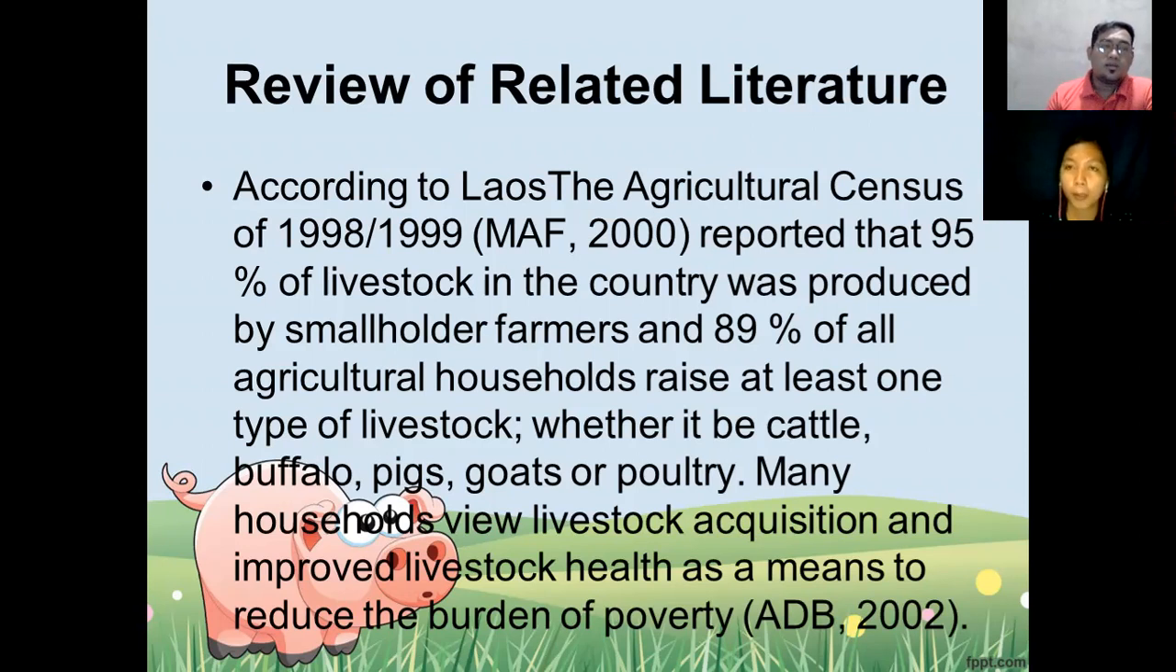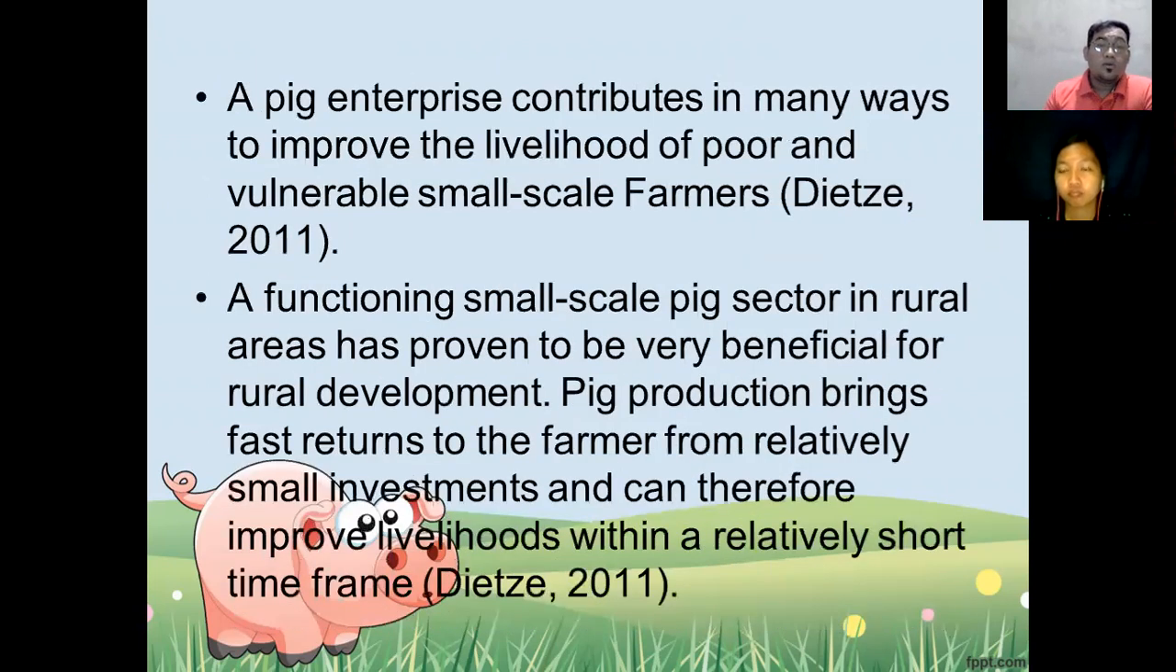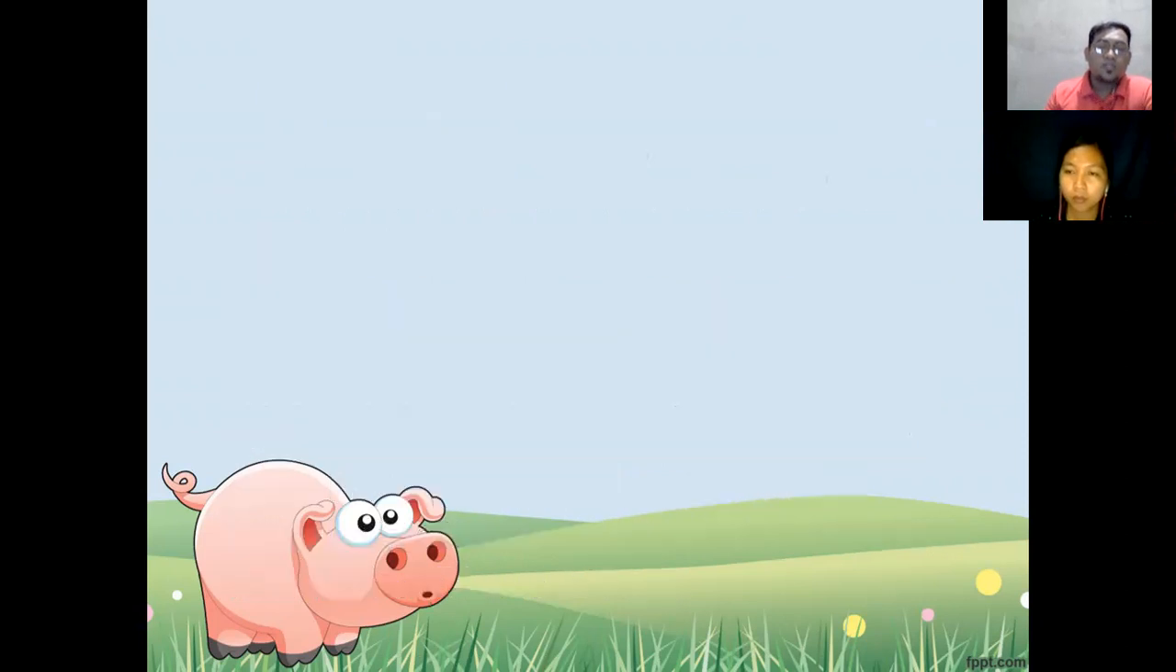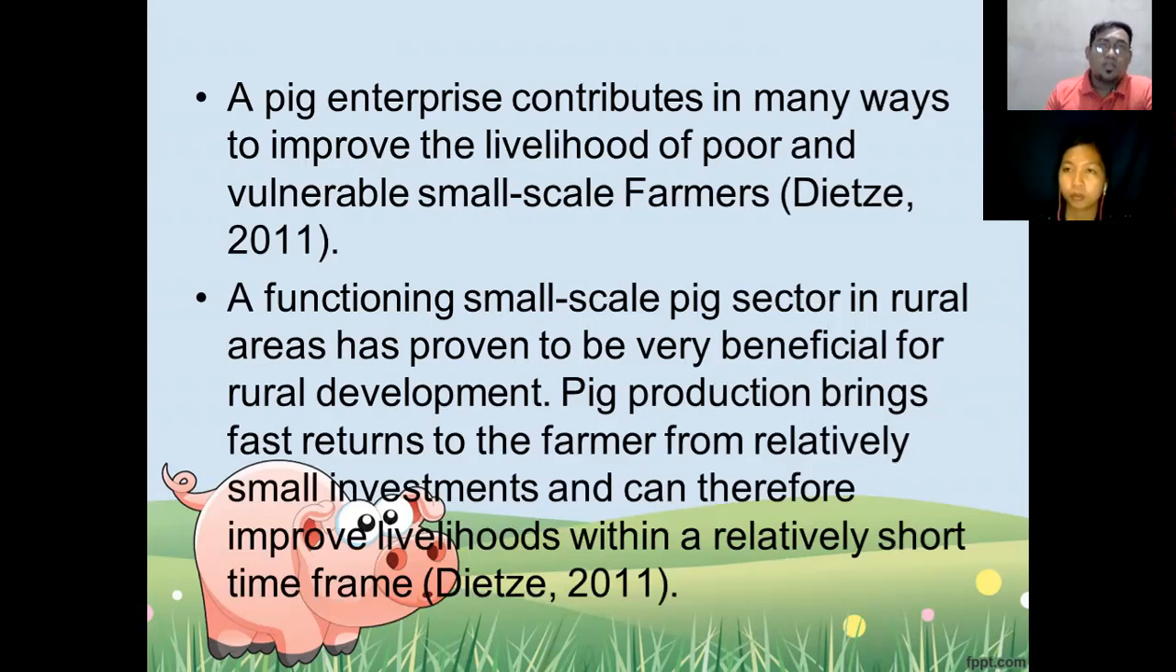So here in the Philippines, the majority of the raisers are also in the backyard sector compared to the conventional method of pig raising, which is the piggeries. According to JITC 2011, a pig enterprise contributes in many ways to improve the livelihood of poor and vulnerable small-scale farmers. And the same author said a functioning small-scale pig sector in rural areas has been proven to be very beneficial for rural development. Pig production brings fast returns to the farmer from relatively small investment and can therefore improve livelihoods within a relatively short time frame. This is very true because the marketable age of a swine or pig is about 3 months old.